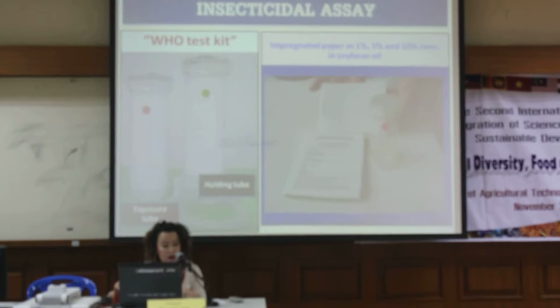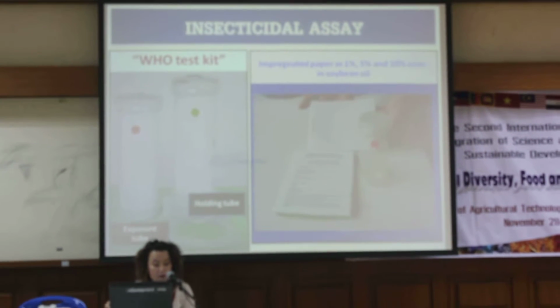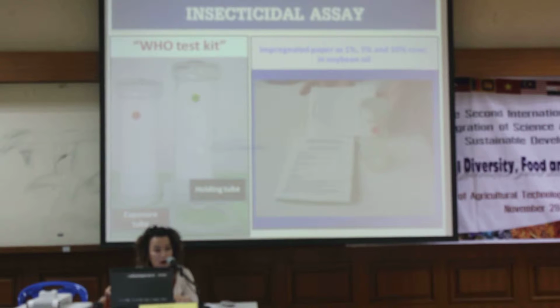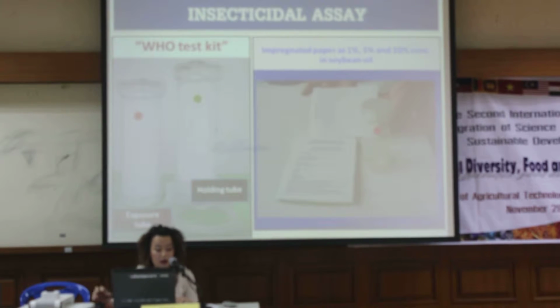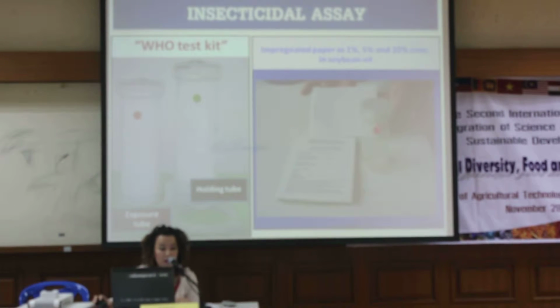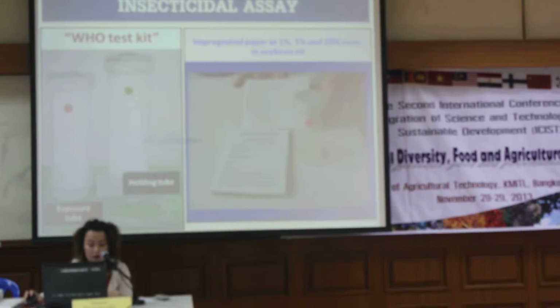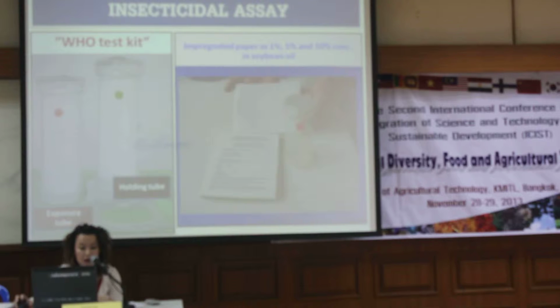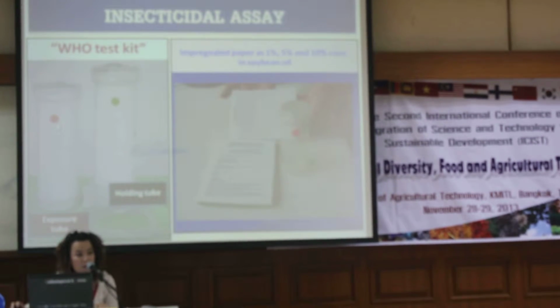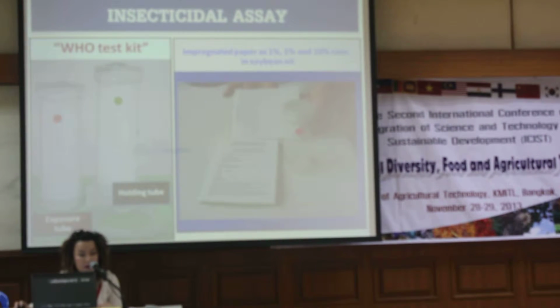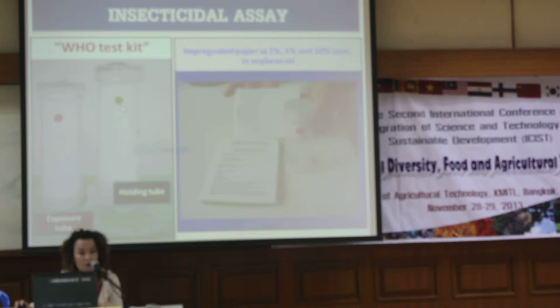This technique was carried out using the standard WHO test kit for adult mosquitoes. Each test kit has one tube marked with a red spot and the other tube marked with a green spot. Inside the red spot tube is a filter paper treated with essential oil. The green spot tube is for holding the mosquitoes after the 1 hour exposure.